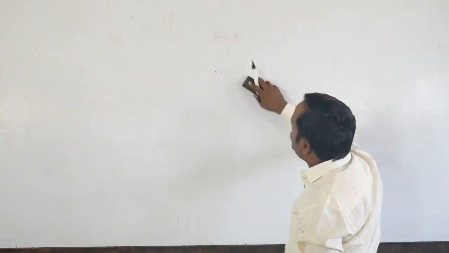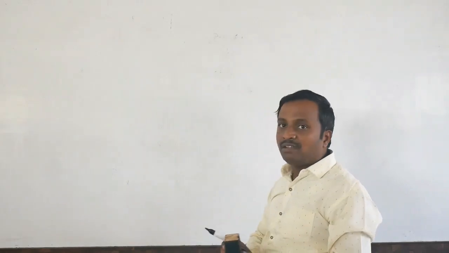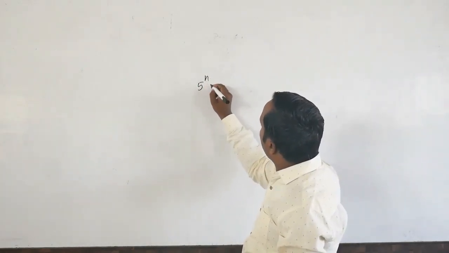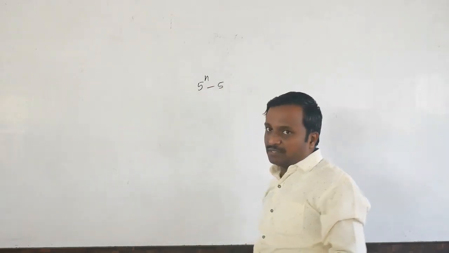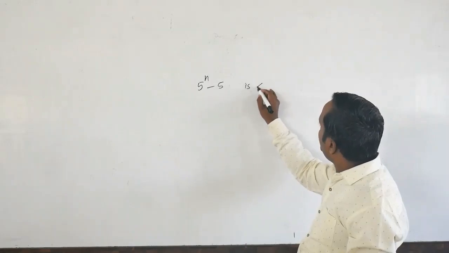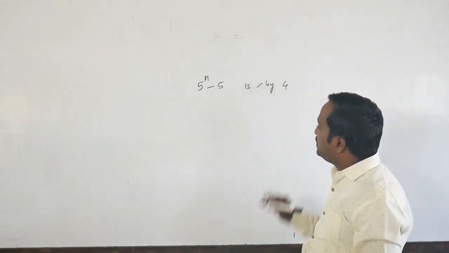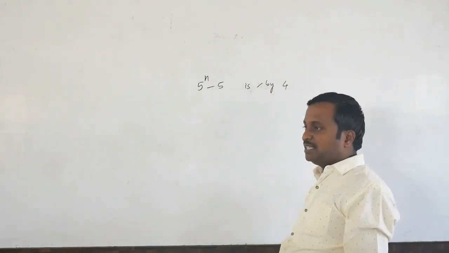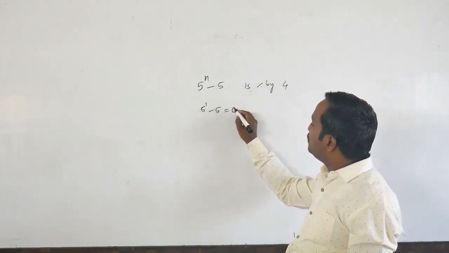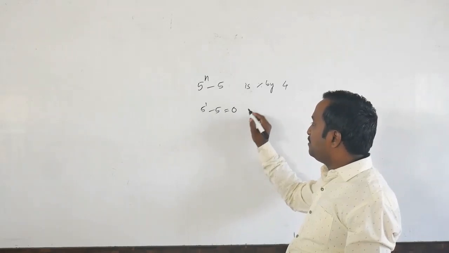Before going to solve the next question, I am giving some idea about some identities. If it is like this, 5 raised to n minus 5 is always divisible by 4. It is always a multiple of 4. Say for example, n equal to 1: 5 raised to 1 minus 5 is equal to 0, divisible by 4, a multiple of 4.